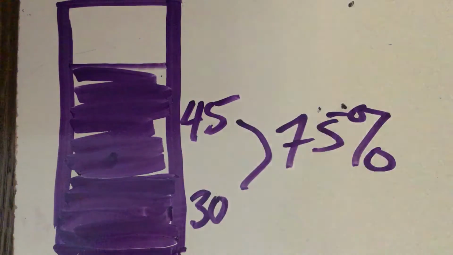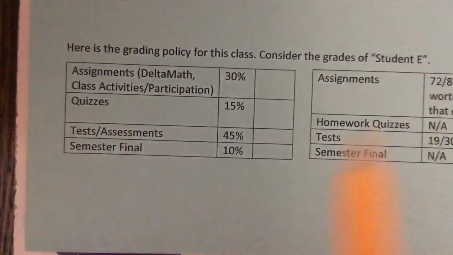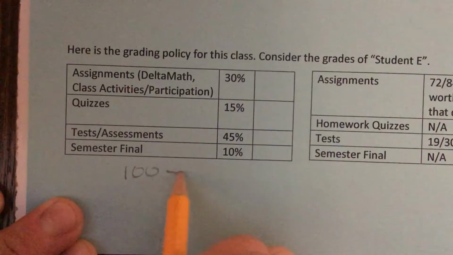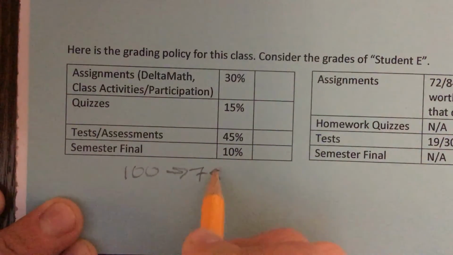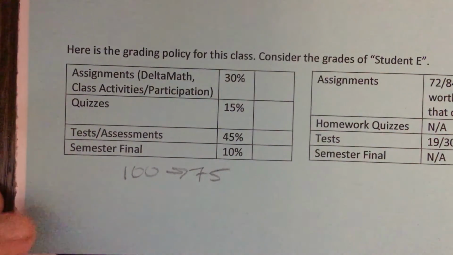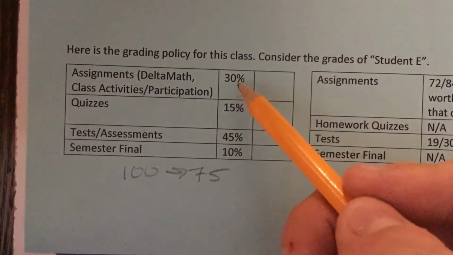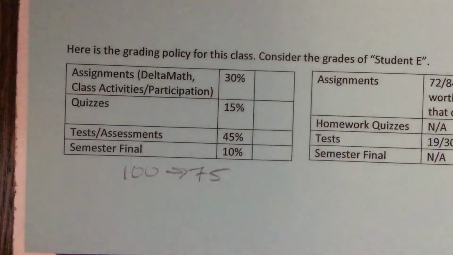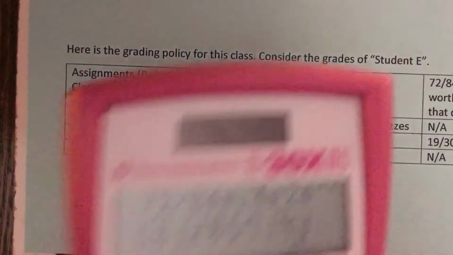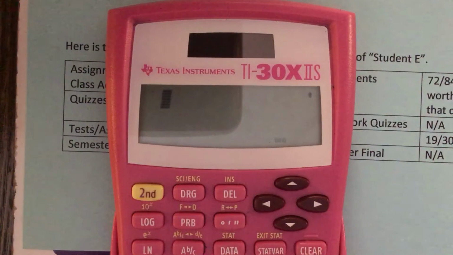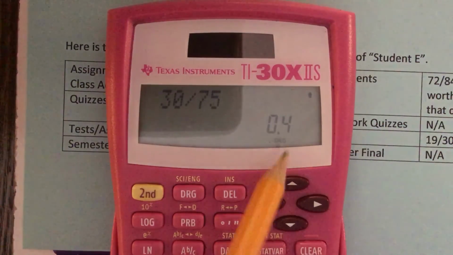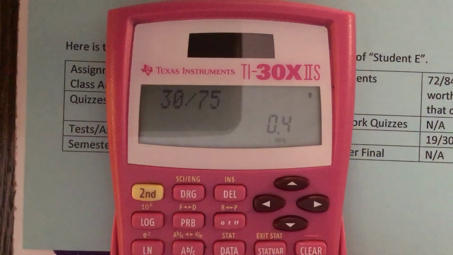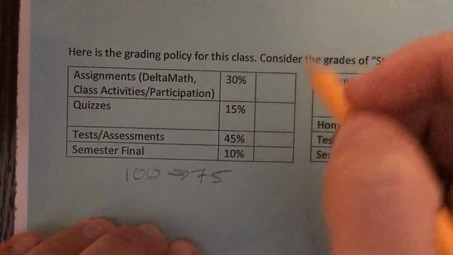So the way that I wrote that over here is I said, okay, 100 is now 75. 75 is the new 100%. So what we're going to do is find out what percent of 75 30 is. I know it was kind of confusing sounding. Basically, here's what we're going to do. In my calculator, I'm going to do 30 divided by 75. That is 0.40. Move that decimal point over 2 places. 40% of 75. I'm going to write that right here.